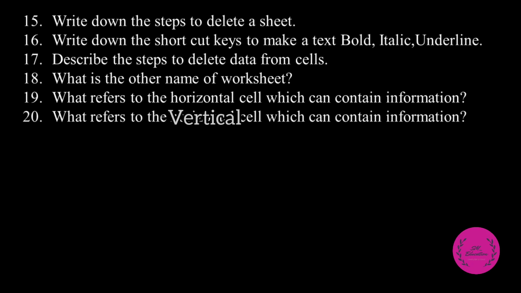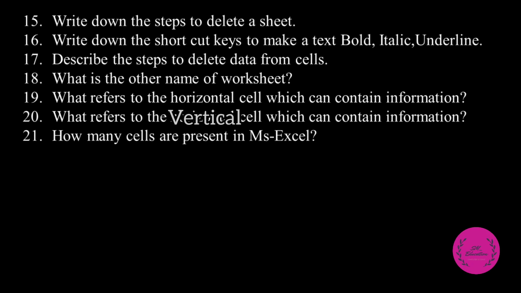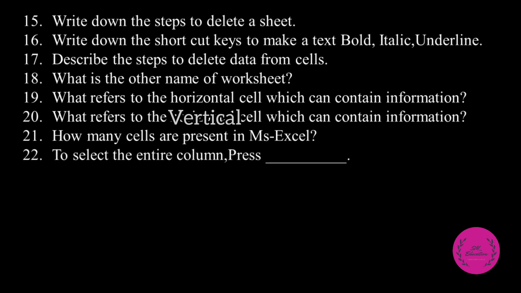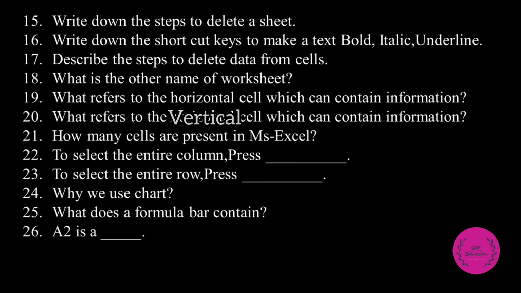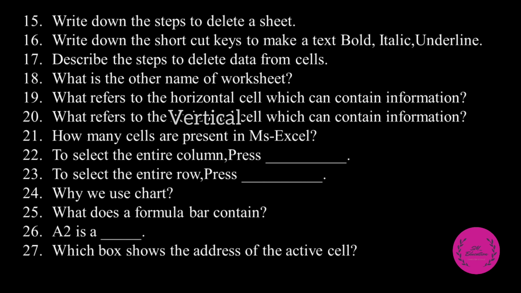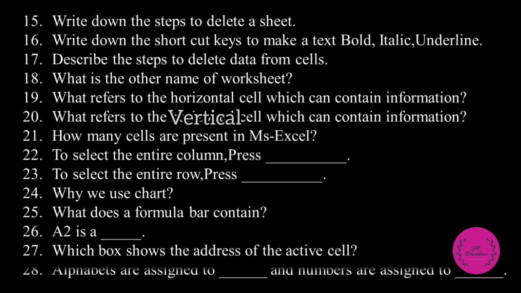18, what is the other name of worksheet? 19, what refers to the horizontal cell which can contain information? 20, what refers to the vertical cell which can contain information? 21, how many cells are present in Excel? 22, to select an entire column, press dash. 23, to select the entire row, press dash.